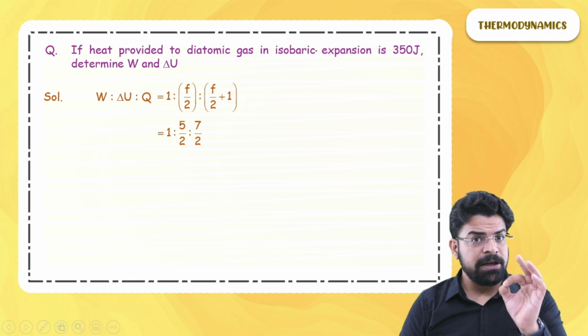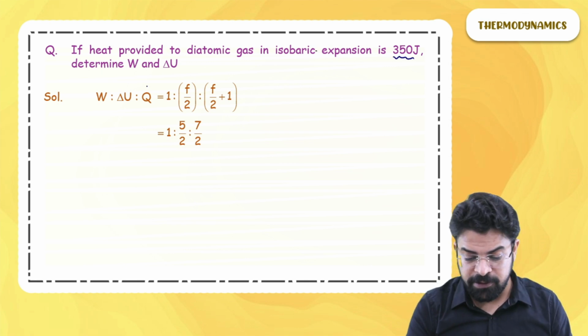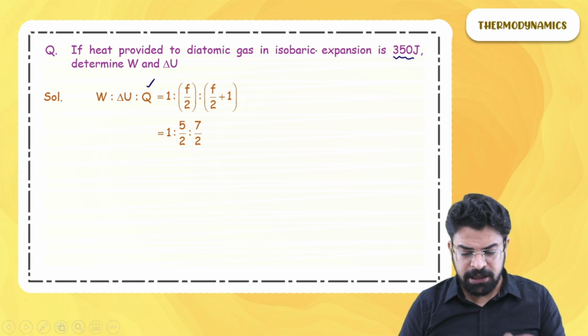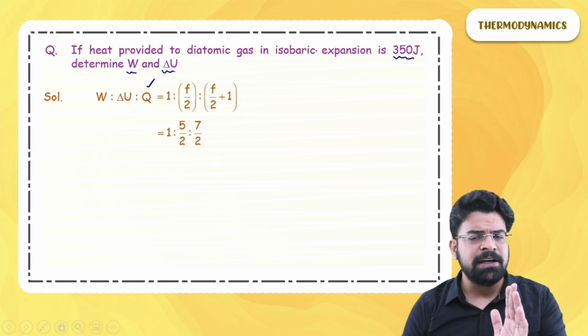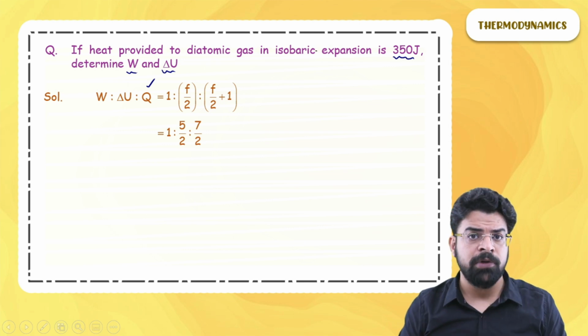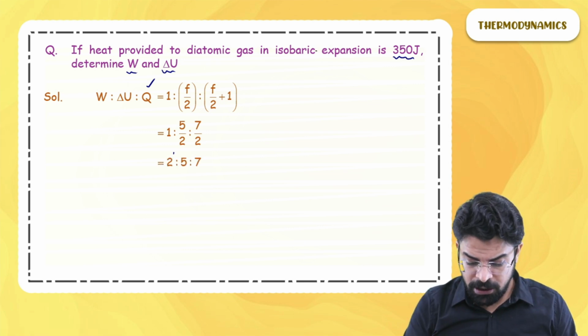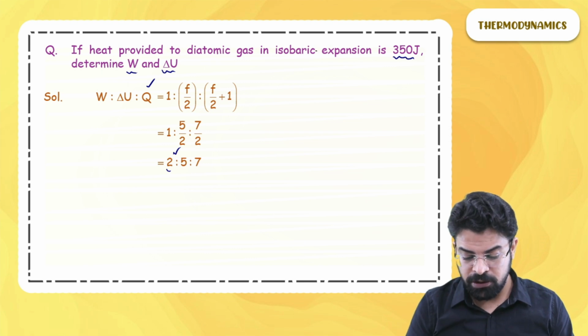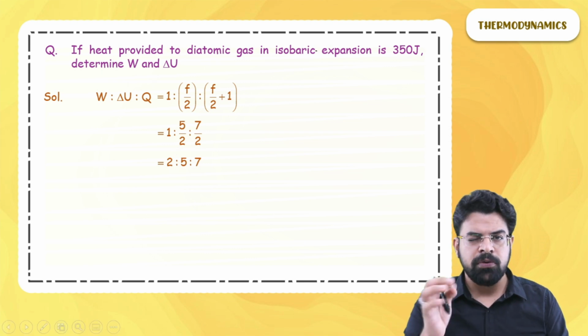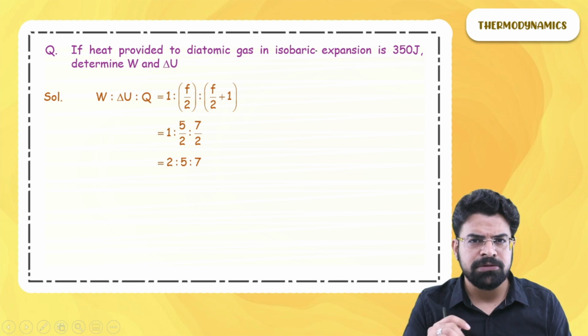They have given me in the question the heat given. They have given me Q to be 350. And they are asking me what is the work done and what is the change in internal energy. I can easily find it because I know the ratio between them. So we can say this ratio, if I multiply 2 to each term, comes out to be 2 is to 5 is to 7. 5 by 2 into 2 becomes 5. 7 by 2 into 2 becomes 7.